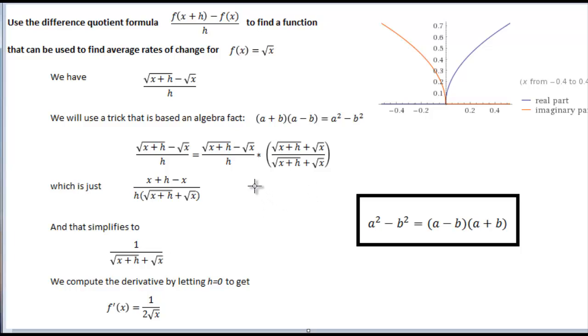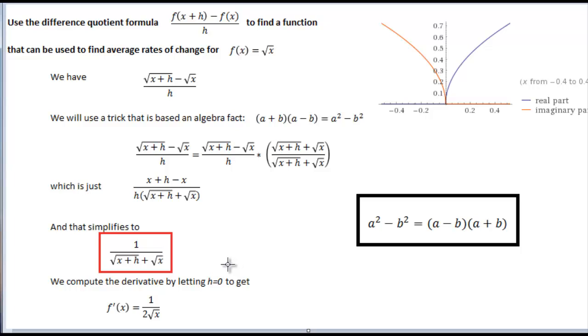When we multiply the top, what we get is a squared minus b squared. That is, that squared minus that squared. And squaring the square roots removes them, and so we're left with the x plus h, that came from this one, minus x, which came from that one. And of course, x plus h minus x is just h. That h will cancel another h that's in the bottom, and what we're left with finally is that.